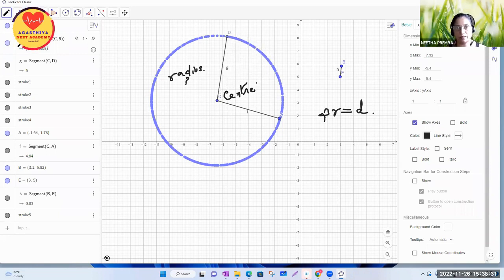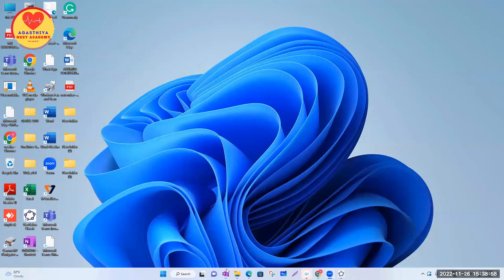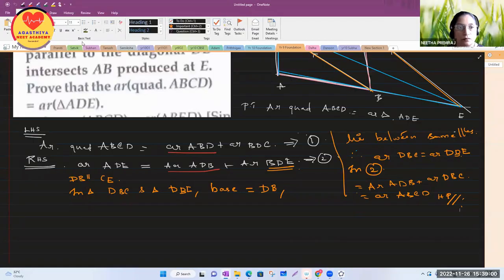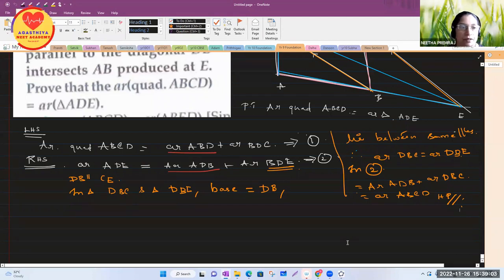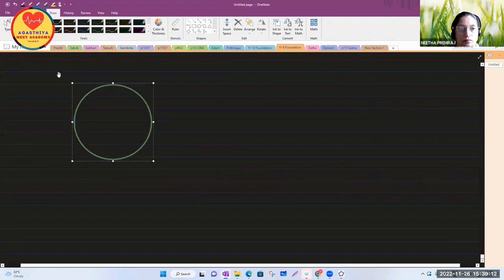The boundary length is called the circumference, and the area occupied by this boundary is called the area. What is the formula used to find the circumference of the circle? 2 pi r. What is the area of a circle? Pi r square. Very good.